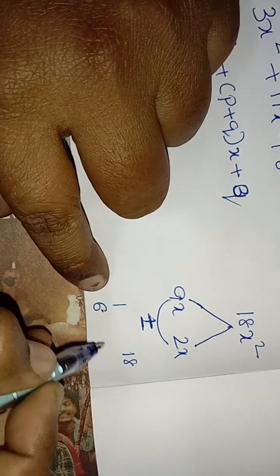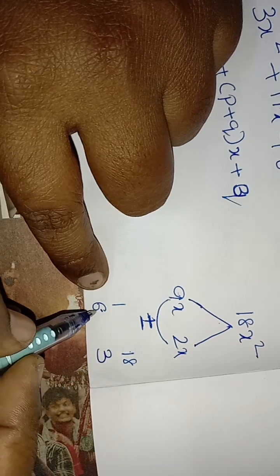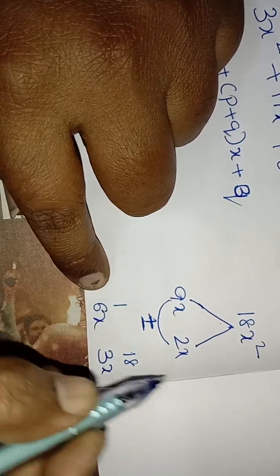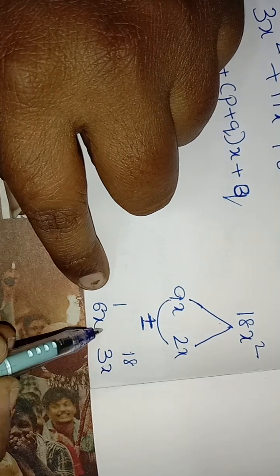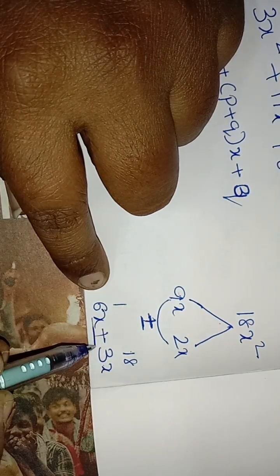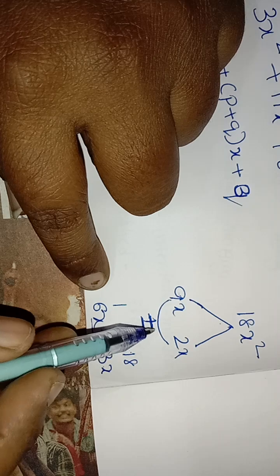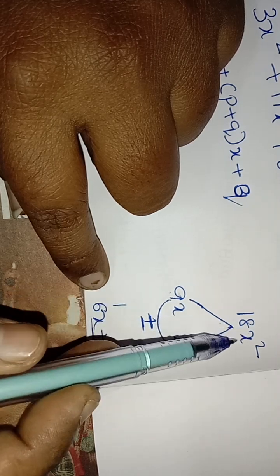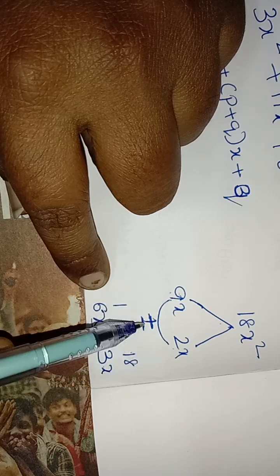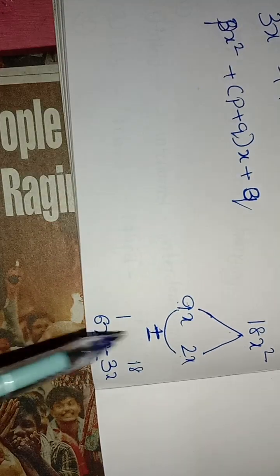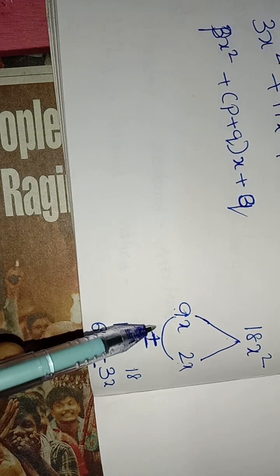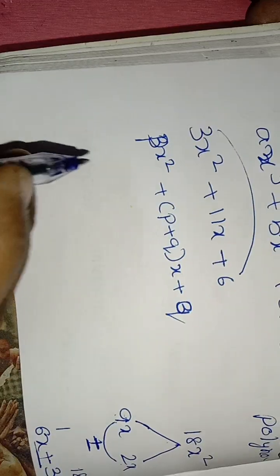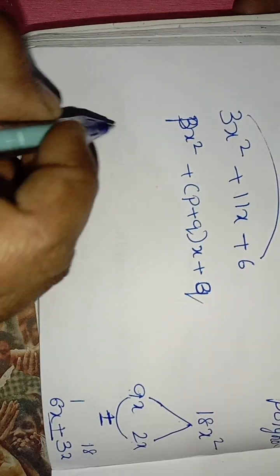We have one more factor pair for 18: 6 threes are 18. But 6x into 3x will give 18x square, and after adding, 11x will not come. So one more factor pair for 18 is 9 twos are 18, giving x square, and if you add these two, you will get 11x. So I am going with these factors.